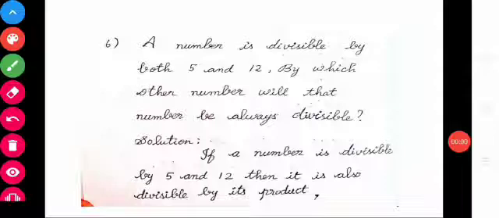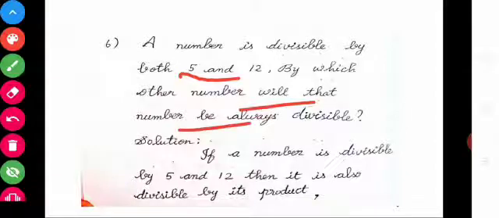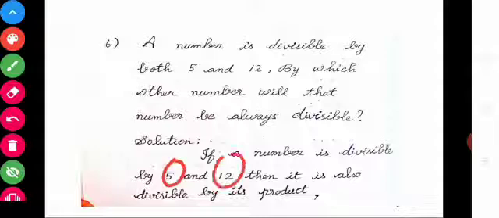See the next one. A number is divisible by both 5 and 12. By which other number will that number always be divisible? See the solution. If a number is divisible by both 5 and 12, then it is also divisible by its product. 5 twelves are, what is that? 5 twelves are 60. 60 is divisible by 5 and 60 is divisible by 12.